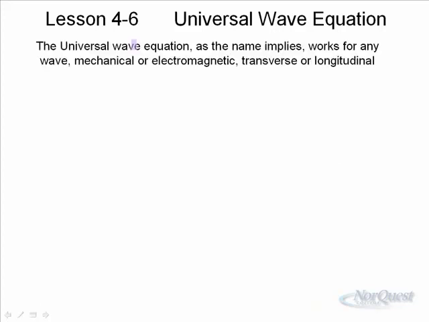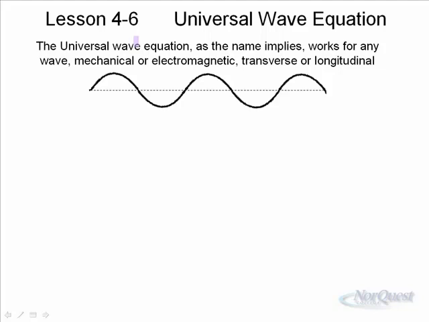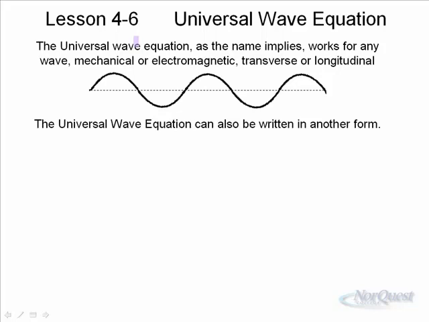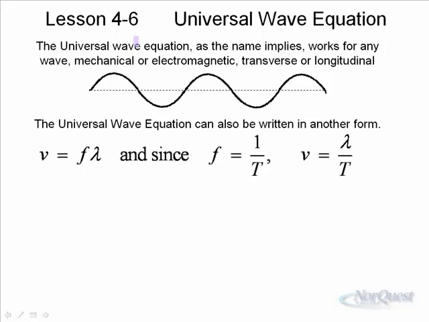The universal wave equation, as the name implies, since it's universal, works for any wave, either mechanical waves or electromagnetic waves, whether they're transverse or longitudinal waves, it doesn't matter. The universal wave equation can be written in other forms. We start off with, of course, v is equal to f lambda. That's the one we derived on the previous page.